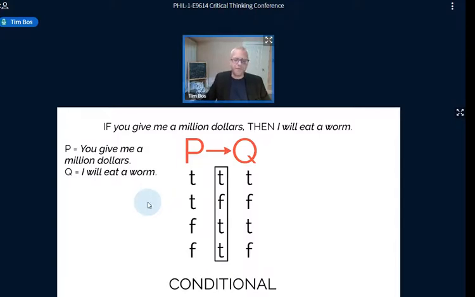Yeah, it is confusing. It can be confusing to people. But is it confusing when we're talking about the $1 million and eating the worm? If you forget about the truth table, and I just point out, I'm not giving you $1 million, you're not eating a worm, but it is true that you would eat a worm for $1 million. You can hold those thoughts in your head, right? That makes sense?